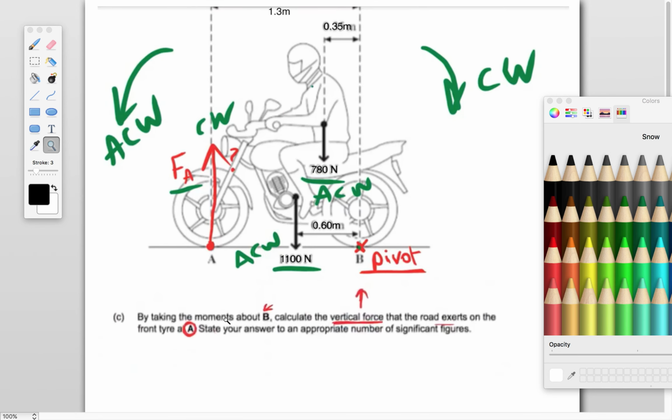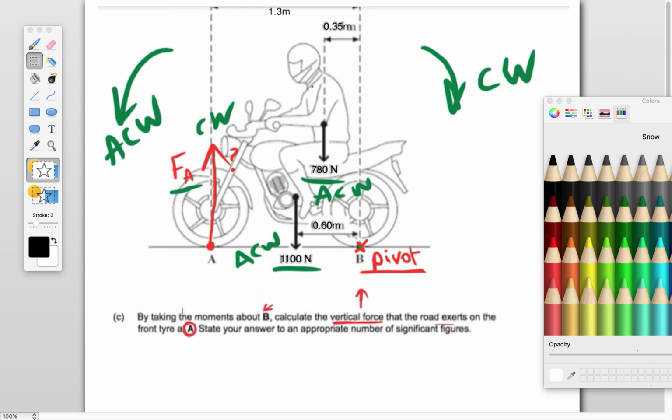So again, this is our system. We have a motorcycle and a rider. The motorcycle has a weight of 1100 Newton. The rider has a weight of 780 Newton. You should, as always, read the question very carefully, because it can tell you a lot of things about how to think about the question, how to solve the question.